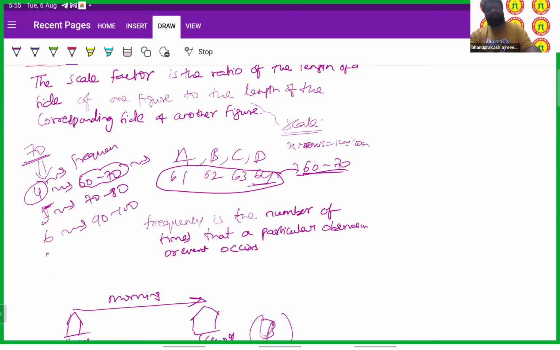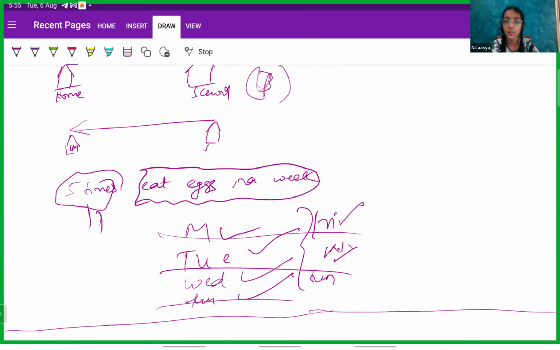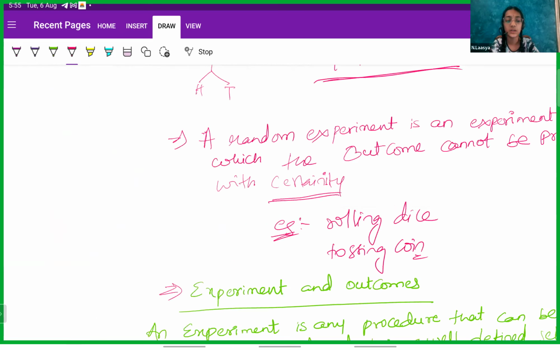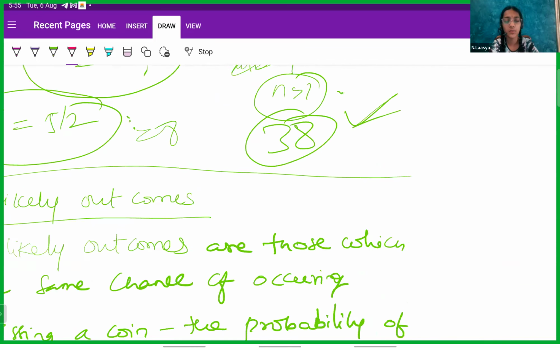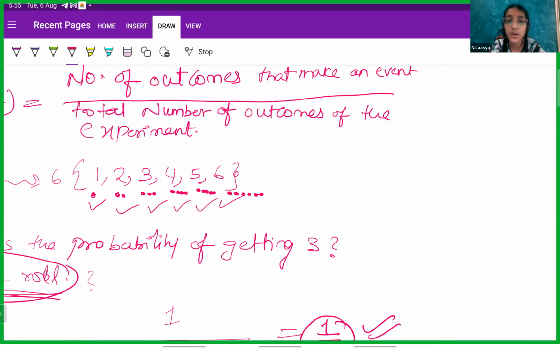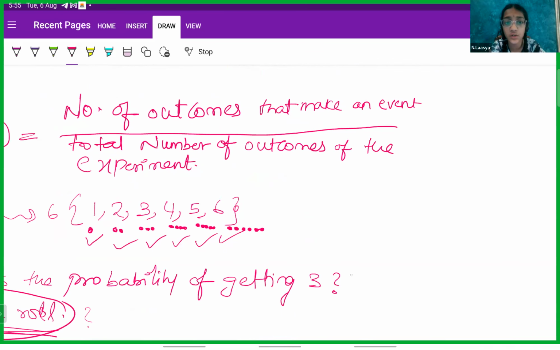Lasya, what's your doubt? You tell me now. I gave enough concept. What's your doubt? You tell me now. Wait, you didn't understand. You please tell me. So the formula of the probability is the number of outcomes that make an event by the number of outcomes of the experiment. What is the difference between experiment and event?